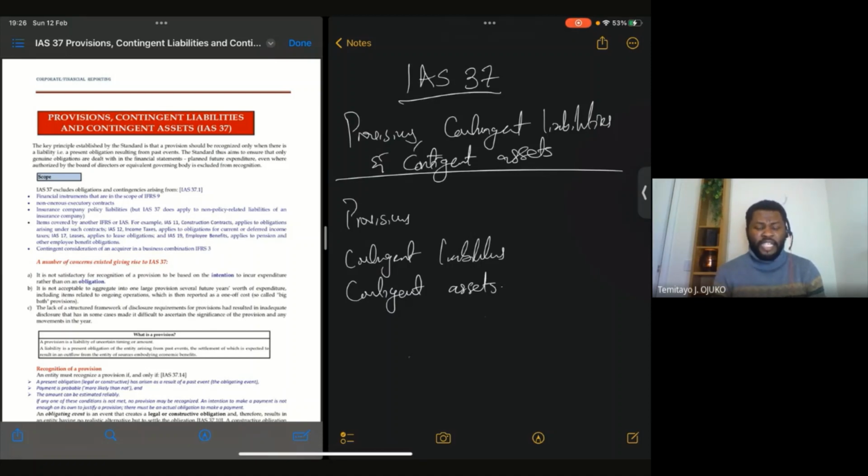But before then, it is also very important that we talk about what the scope is before we move to the definition of provisions, contingent liability, and contingent asset. So the question is, what is the scope of IS 37? Now, IS 37 excludes obligation.